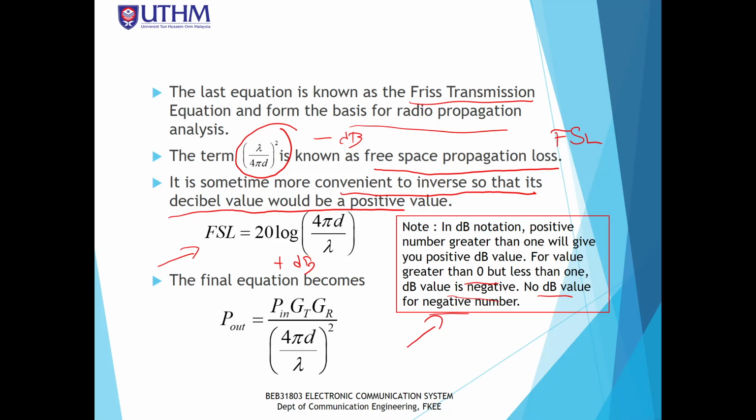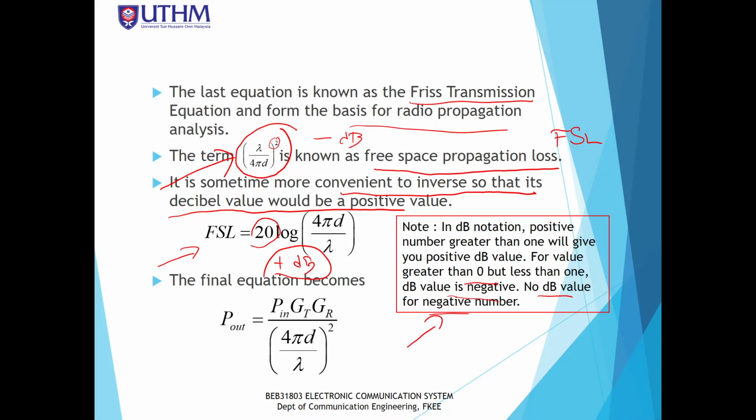When we speak about FSL, how much is the FSL? We need to give a value, not a negative value. Because if we do it in these terms, we're going to get a negative value. So it is not a suitable way to convey the value. So cara yang betul adalah kita terbalikkan dia, and then we do the 20 log. Macam mana dapat 20 log? Because here we have a square, kuasa 2, so it becomes 20 log. So therefore FSL is equal to 20 log 4 pi d over lambda. So here you're going to get positive decibel.